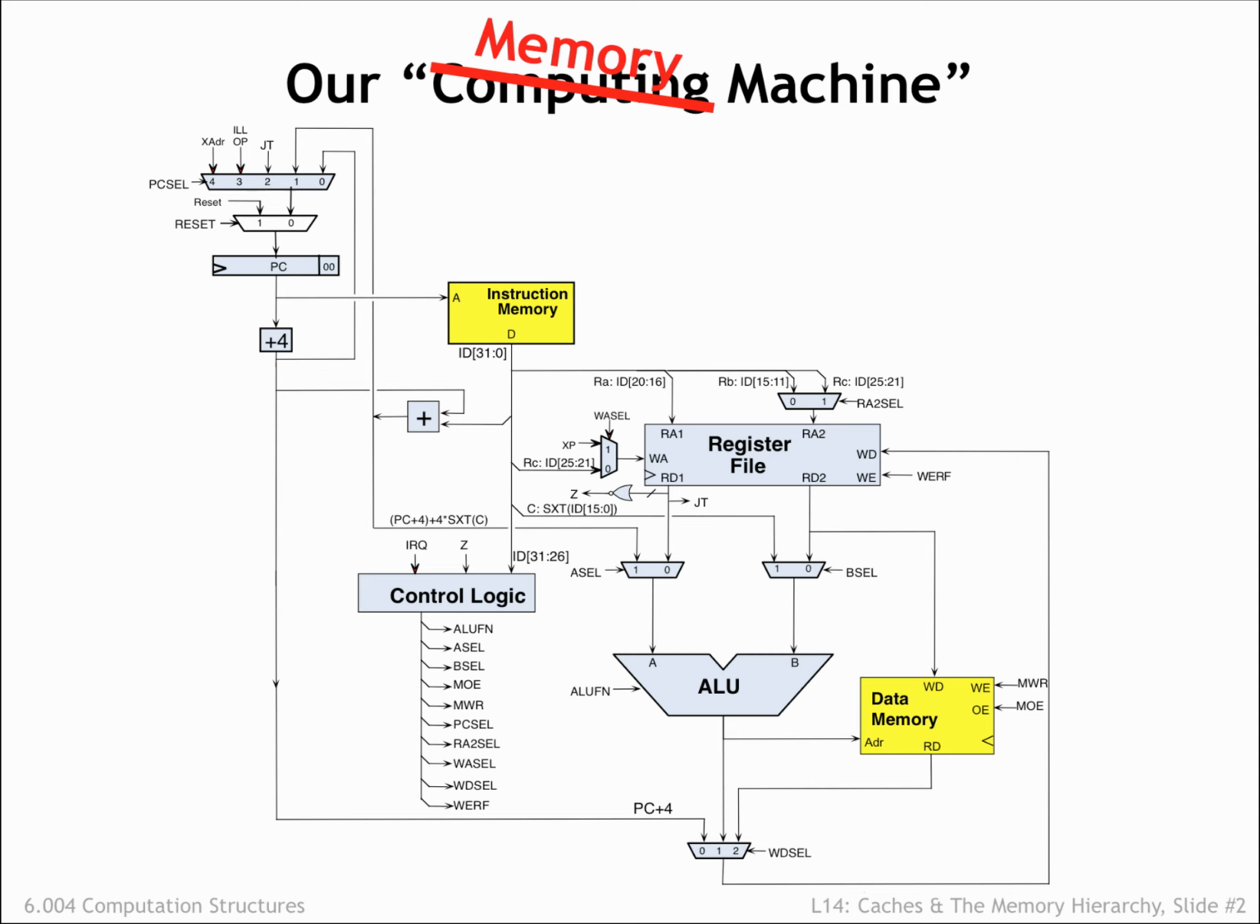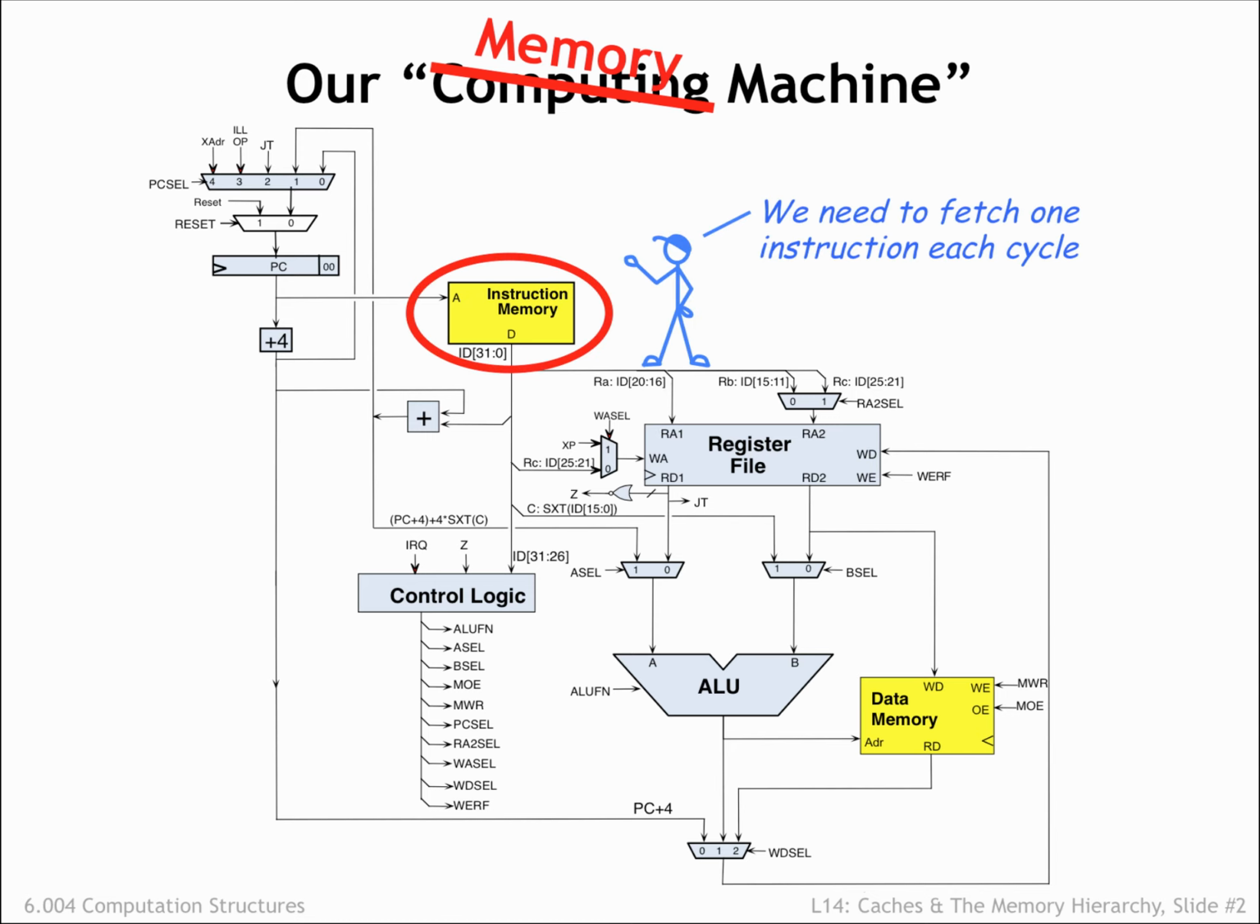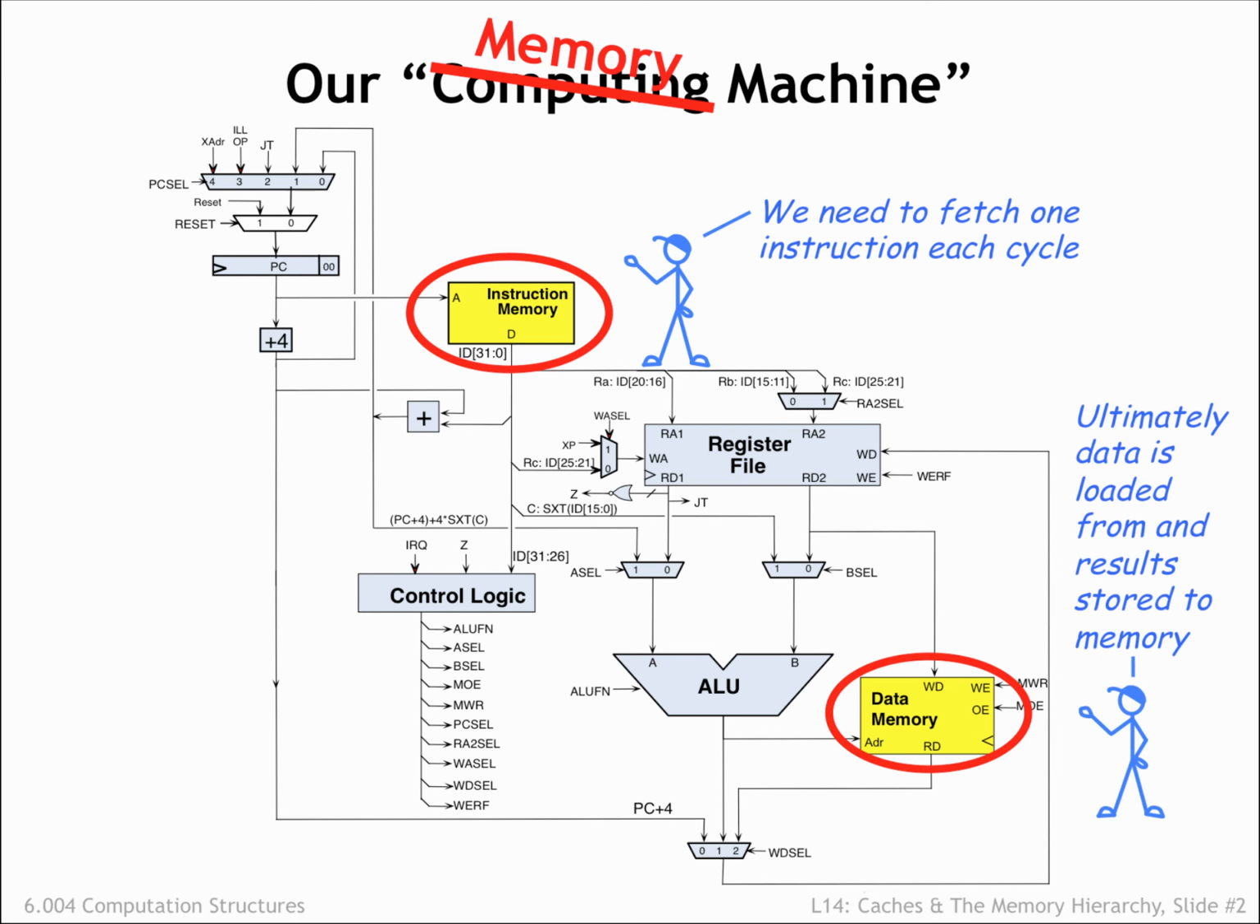If we were to count MOSFETs and think about propagation delays, we'd quickly determine that our 3-port main memory, shown here as the 2 yellow components, was the most costly component, both in terms of space and percentage of the cycle time required by the memory accesses. So in many ways, we really have a memory machine instead of a computing machine. The execution of every instruction starts by fetching the instruction from main memory, and ultimately all the data processed by the CPU is loaded from or stored to main memory.